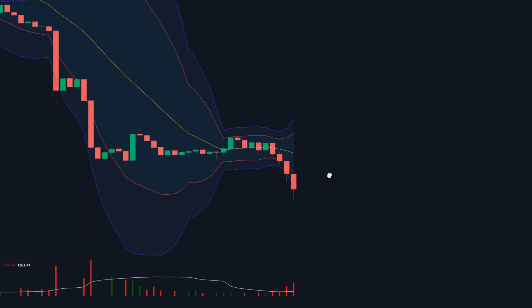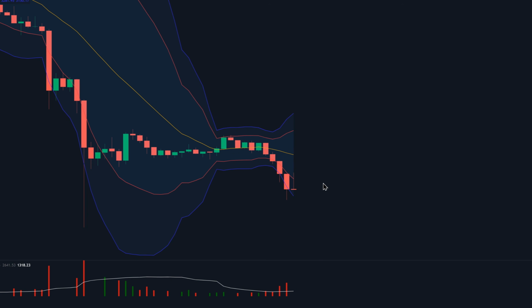Now, condition number 2 is we need the next candle from here to be a green candle that closes above this red line, but it shouldn't close above this yellow line. So let's see what's gonna happen. As you can see, this candle closed above the red line while still being under the yellow line.